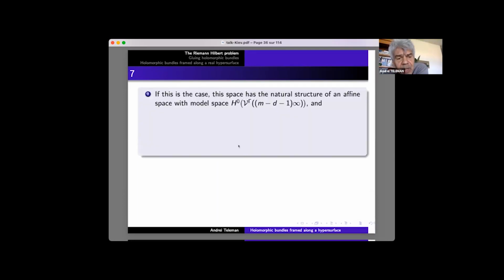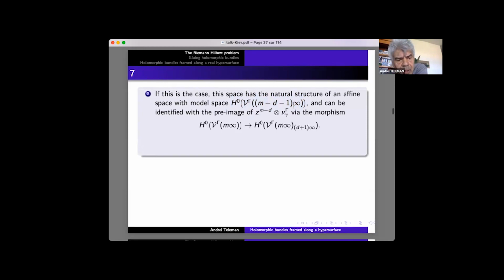If this existence condition is satisfied, this space has a natural structure of an affine space, and I can specify what the model space of this affine space is. This is the space of sections of a very easy sheaf, the sheaf I've constructed: gamma twisted with a multiple of the point at infinity, again interpreted as a divisor. It can be identified with the pre-image of the element associated to gamma via this morphism of spaces of sections, H0s.